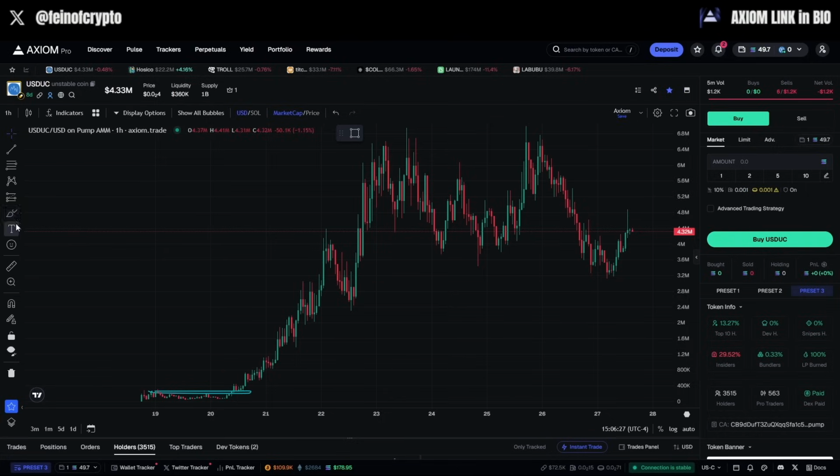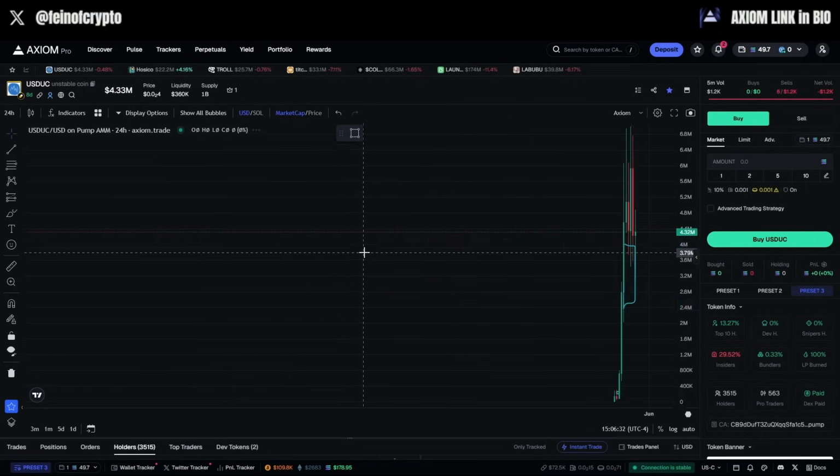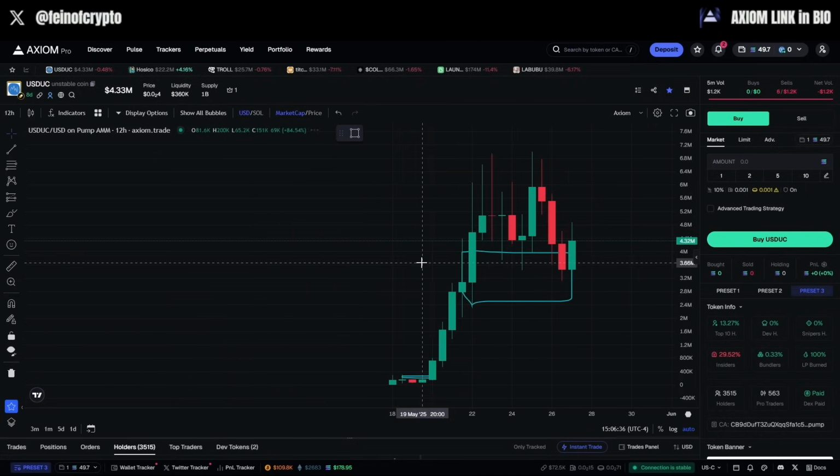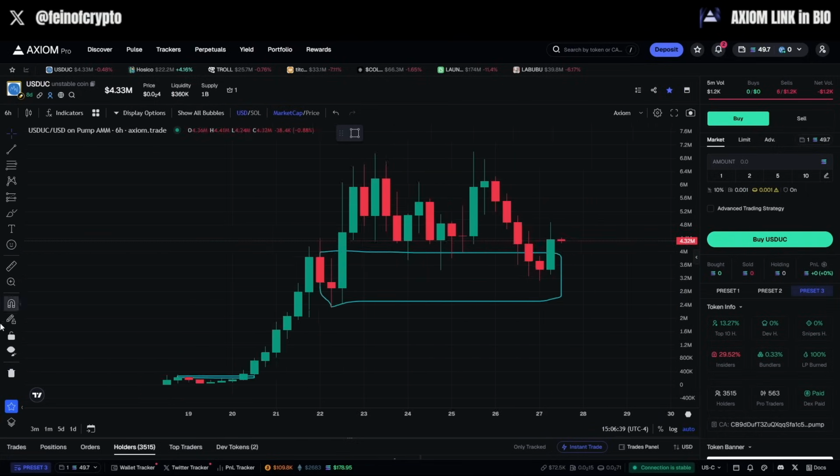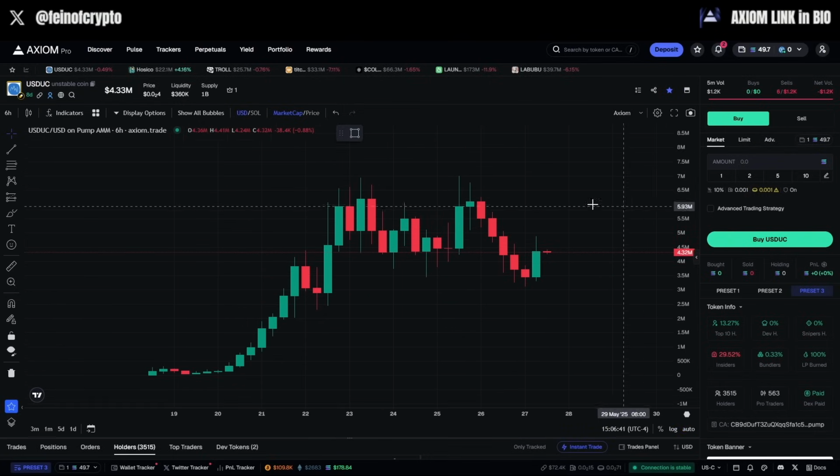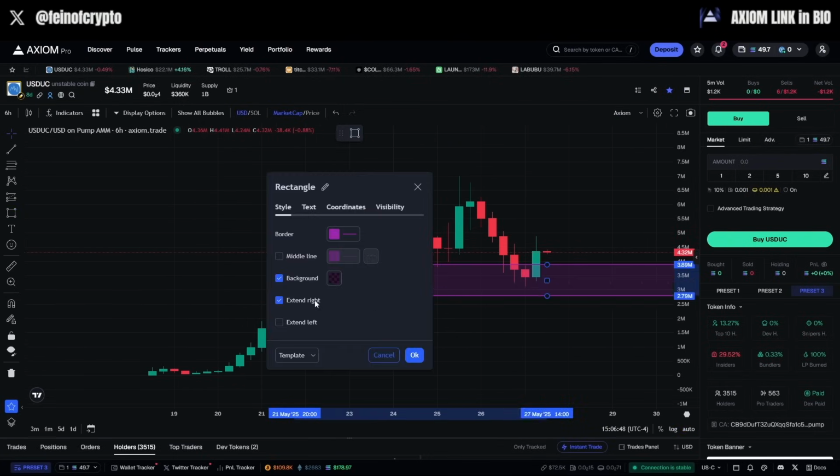So as I said, this is the support zone. And of course, you can refine it, right? Let's go 24 hours, too big so far. 12 hours, a little too big still. 6 hours, beautiful. 6 hours, perfect. The higher the time frame, the better. You'll get even more exact price zones. The zones on the higher time frame are more important.